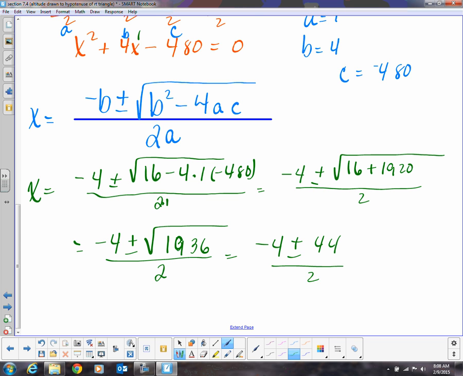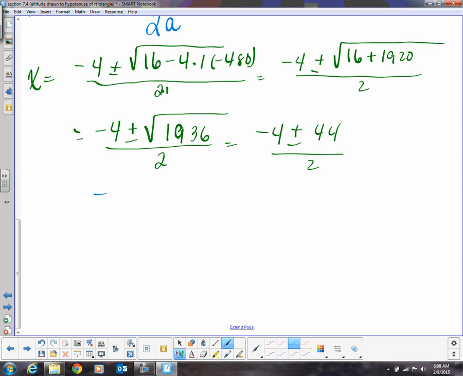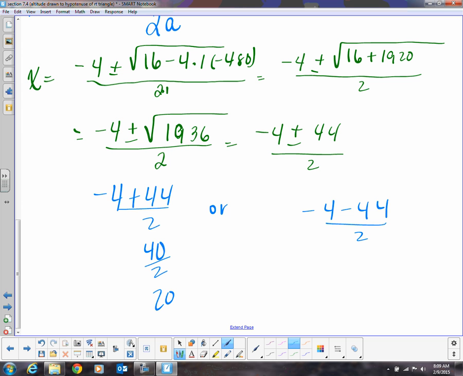Now, how do we do this? What does that mean? That means negative 4 plus 44 over 2, or negative 4 minus 44 over 2. This gives me 40 over 2, which is 20, or negative 48 over 2, which is negative 24. Can you have a side length negative? So it's only going to be the 20.